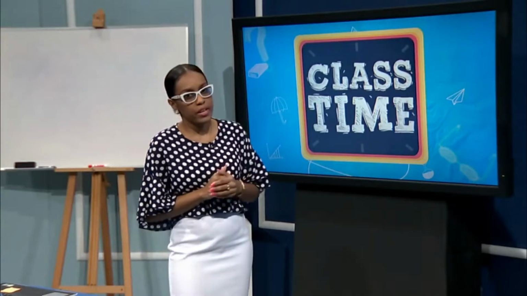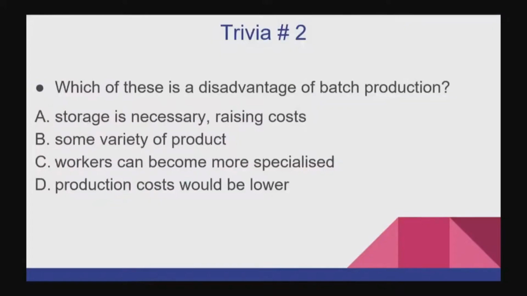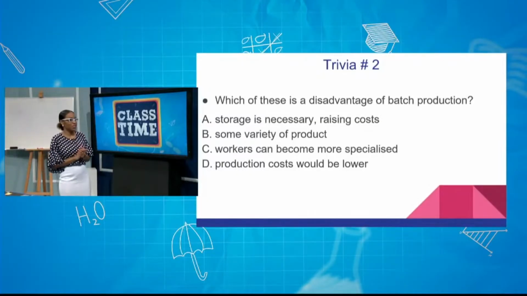We have another trivia here for you. Which of these is a disadvantage of batch production? A, storage is necessary, raising costs. B, some variety of product. C, workers can become more specialized. Or D, production costs would be lower. Which one of these you think would be a disadvantage for batch production based on what we would have completed? I'm hearing the answer. Very good. So the answer here would have been A.